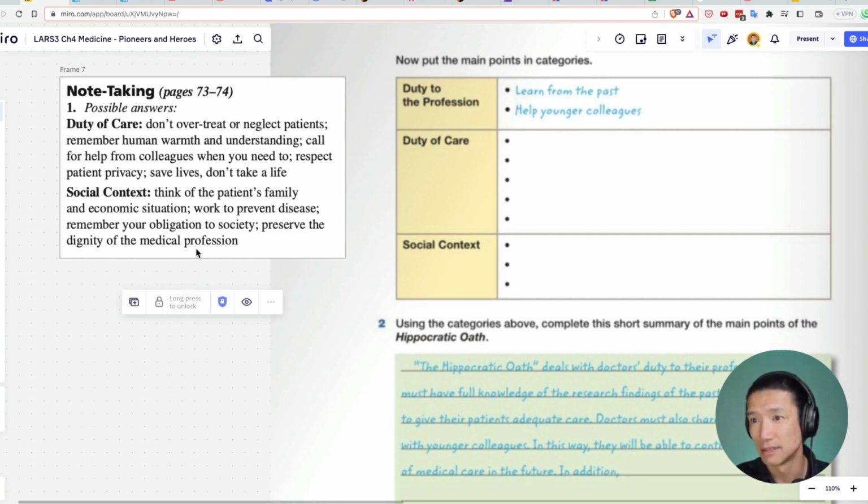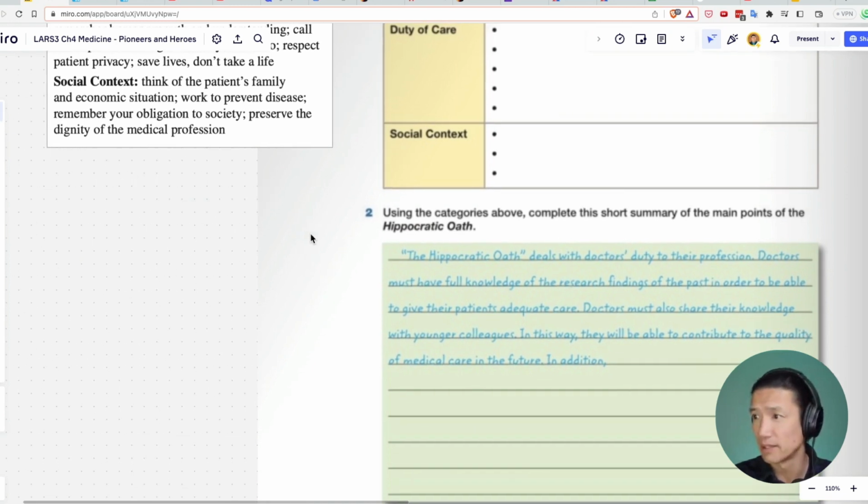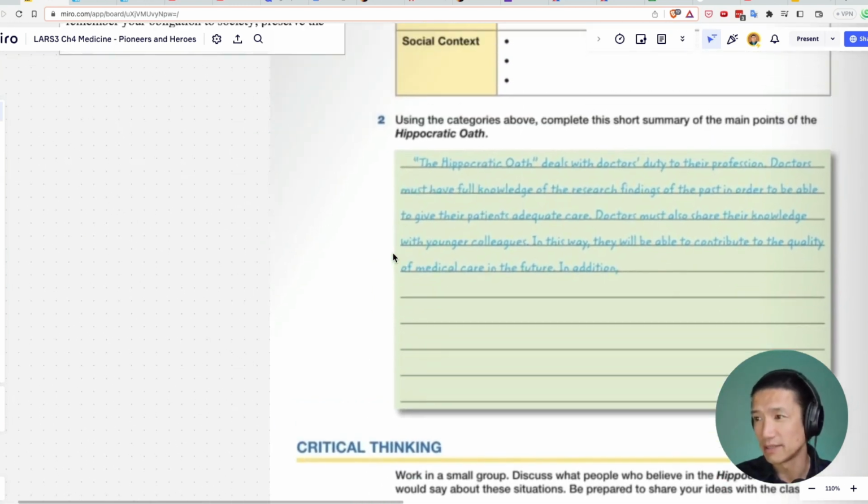Dignity. Dignity of the medical profession. Okay. Think about that when you guys become professionals and you work in an industry. If you're a writer, if you're an artist, if you're a musician, right? There's a certain dignity of how well you play, how professional you are. Preserve that. Keep it. Preserve. Like you preserve food. You keep it for a long time. Okay? And then rewrite that. You don't have to.